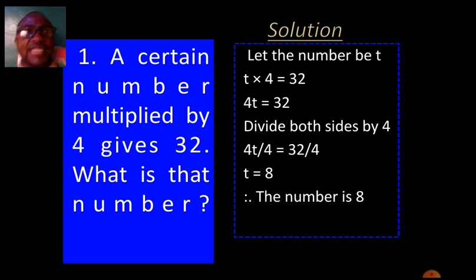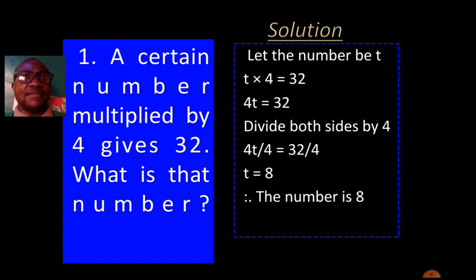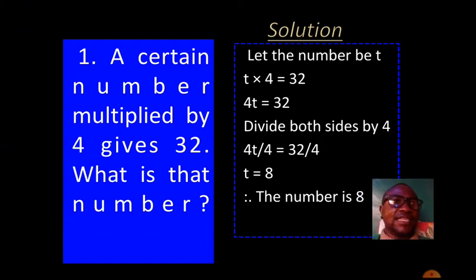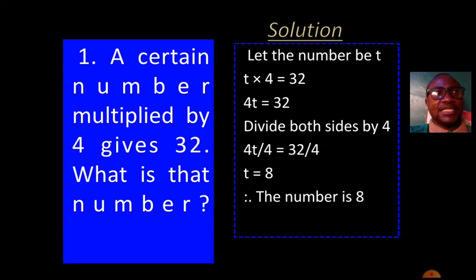Let the number be t. That is, t times 4 is equal to 32. That is the first line of the question. Now, you say 4t is equal to 32. When you multiply 4 by t, it gives you 32.